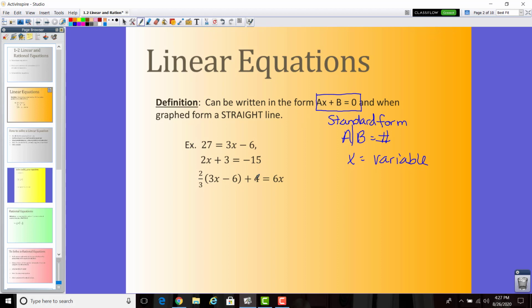So all of these equations are considered to be linear because all of them have singular variable terms in them. This equation down here, we've got multiple x terms, but that's okay because they are still x. And all of these could be rewritten in ax plus b equals 0 form. So I could move this term over there, this term over there, and so on and so forth.